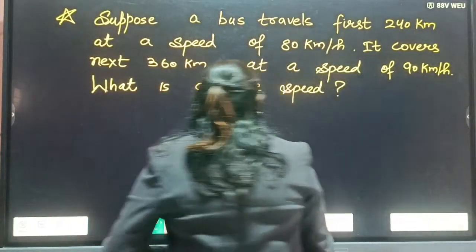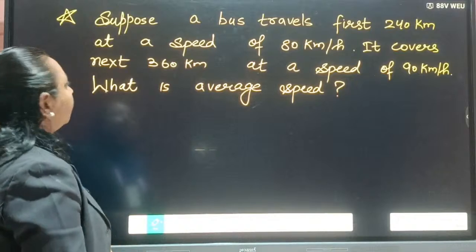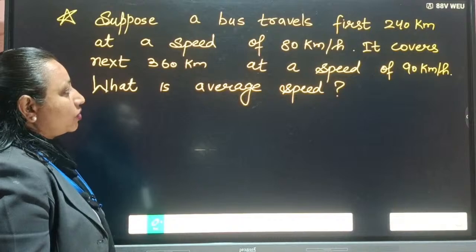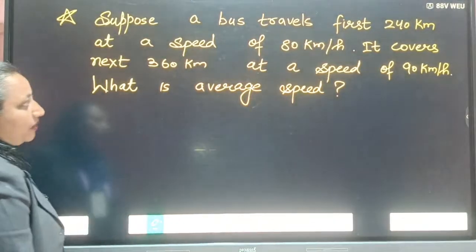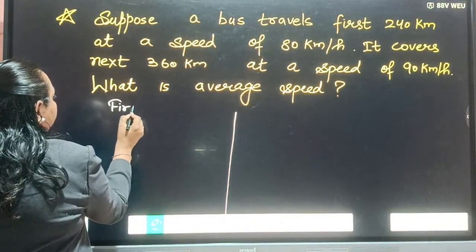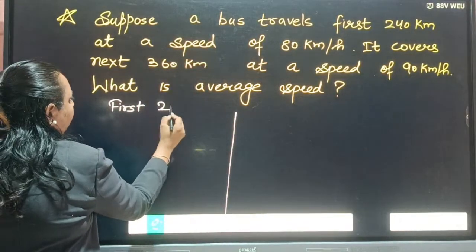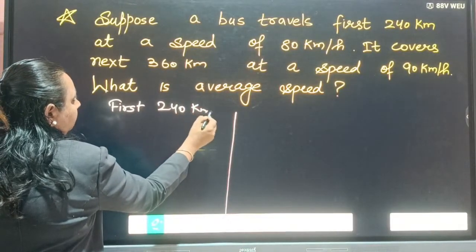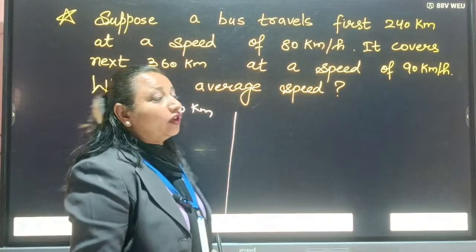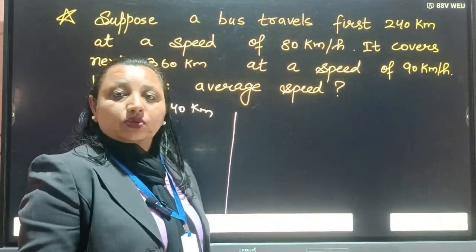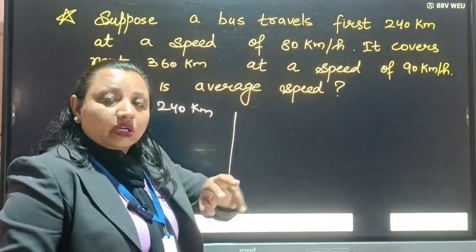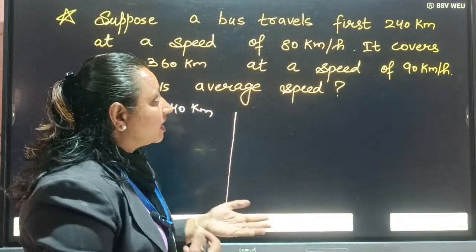Next question: suppose a bus travels the first 240 kilometer at a speed of 80 kilometer per hour. It covers the next 360 kilometer at a speed of 90 kilometer per hour. What is the average speed? So the first 240 kilometer is at 80 kilometer per hour. Okay. If the next distance were also 240, we would use the formula 2xy upon x plus y. But here the distance is not the same. The whole distance is not divided into equal parts, 2 equal parts or 3 equal parts.